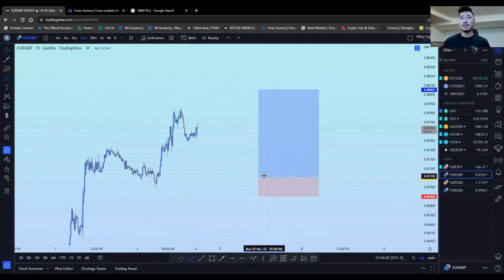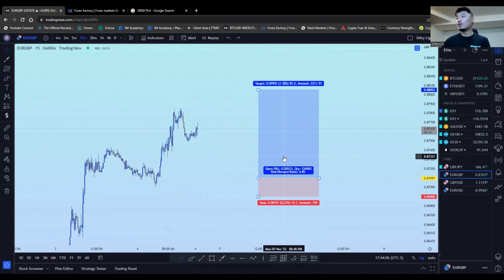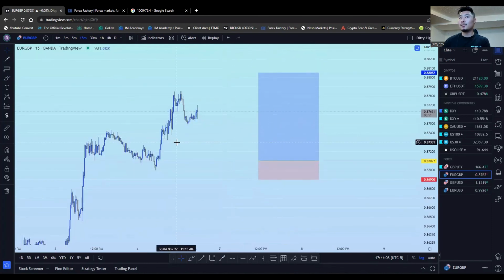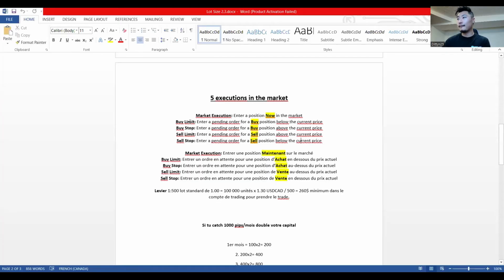Okay, amazing. So in this case, which pending order is it, a buy stop or a buy limit? If you go on the file here, a buy limit is entering a pending order for a buy position below the current price. Amazing. A buy stop is entering a pending order for a buy position above the current price.